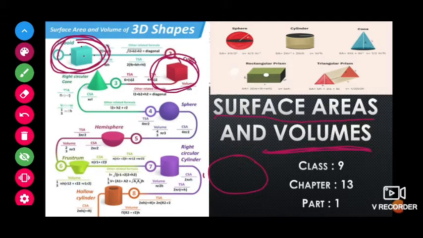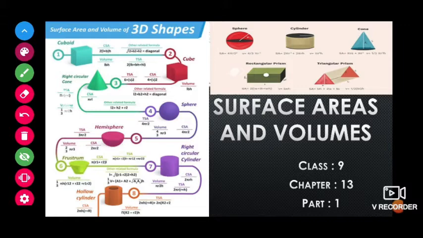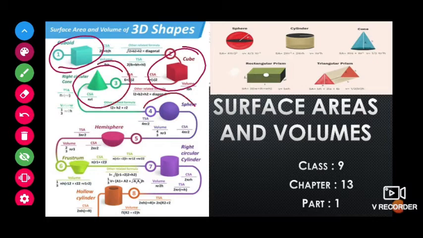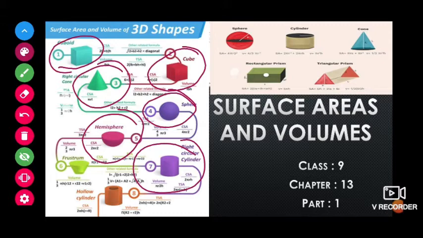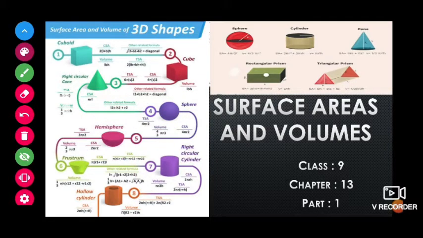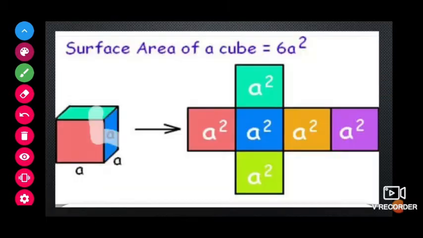There are many 3D shapes in your daily life. Even your home is one 3D shape. But in this chapter we are going to see the cuboid, cube, cone, sphere, hemisphere and also the cylinder. These are the solids we are going to see in this chapter, and how we can find the surface area of these figures and also the volume of these solids.